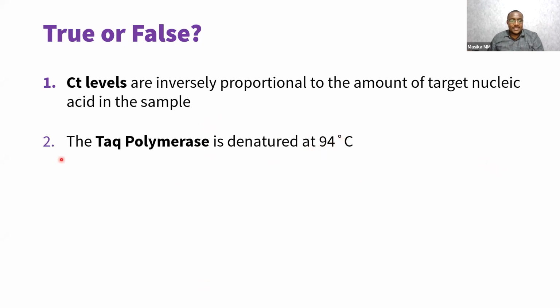The next question is, the Taq polymerase is denatured at 94 degrees Celsius. This is very interesting. So it's number 2. You can write there 2, tell me which answer, 2 false or 2 true. I can see some false. And you guys are correct again. The Taq polymerase is able to withstand high temperatures, so it will not be denatured at 94 degrees Celsius. What gets denatured at 94 degrees Celsius is the double-stranded DNA that separates, basically.